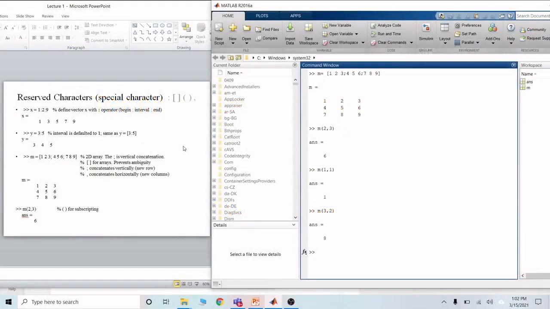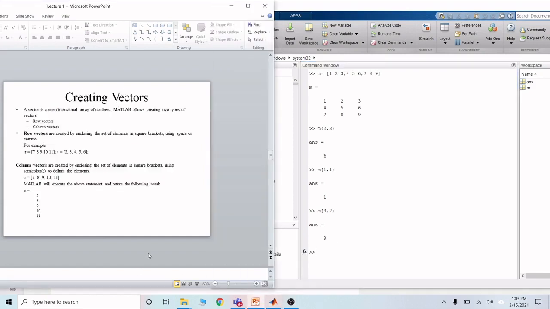Now we have understood the uses of colon, bracket, and parenthesis. Bracket is used for the matrix. Colon is used for the interval and for vectors also. And parenthesis is used for the element of a matrix.